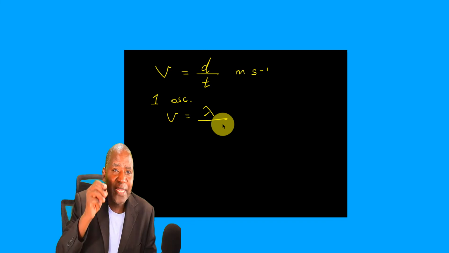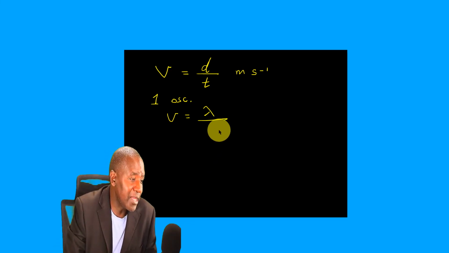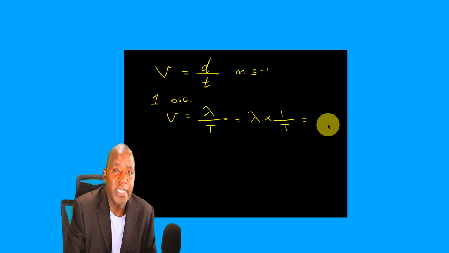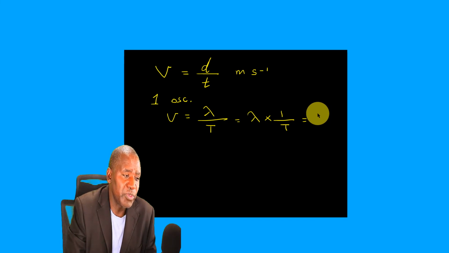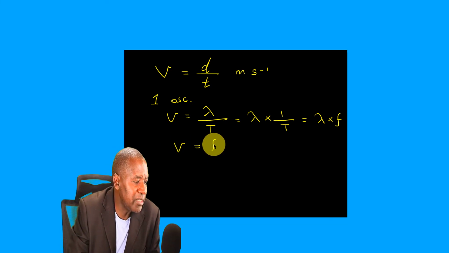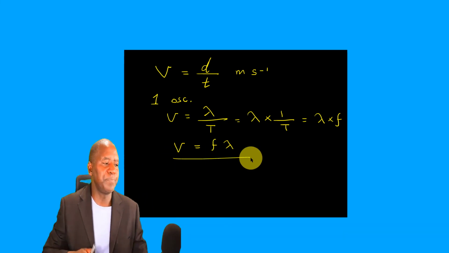And divide it by the time it takes to make one oscillation. And that is periodic time. So I can separate these two: lambda times 1 over T. And we have just seen that 1 over T is frequency. So you're going to have lambda times frequency. So speed of a wave is equal to, actually, let me start with the frequency, then multiply it by lambda, like that.